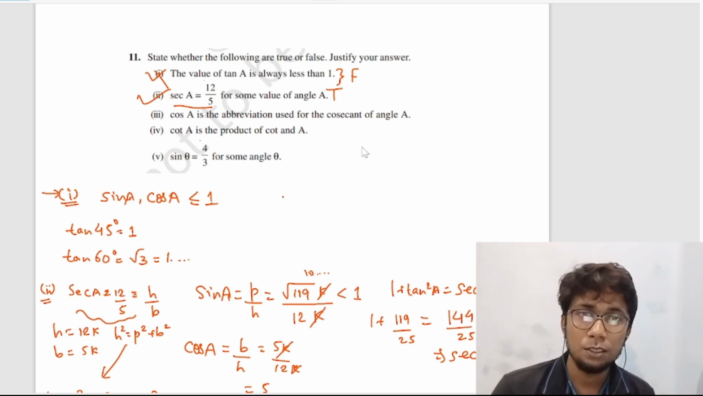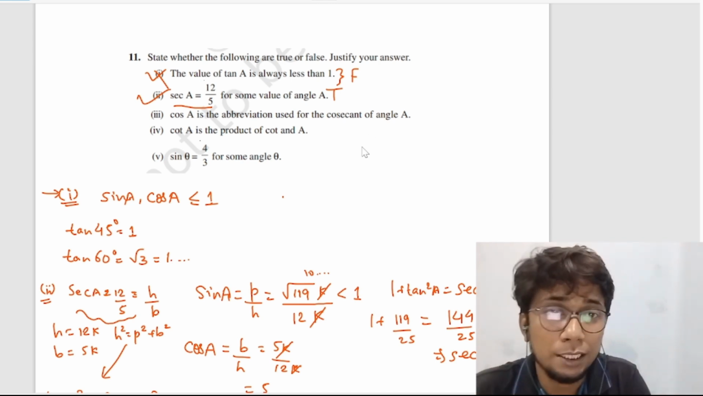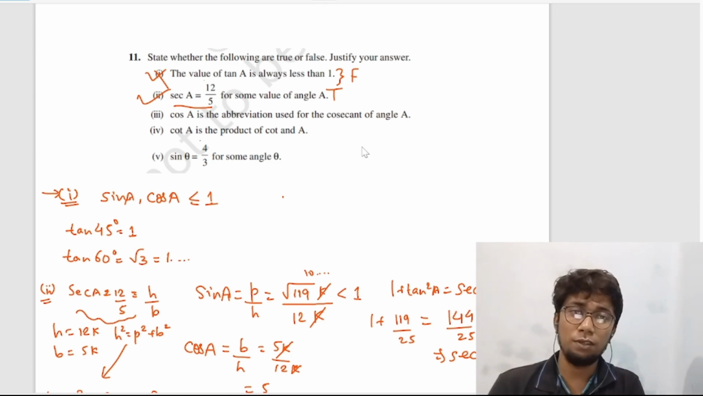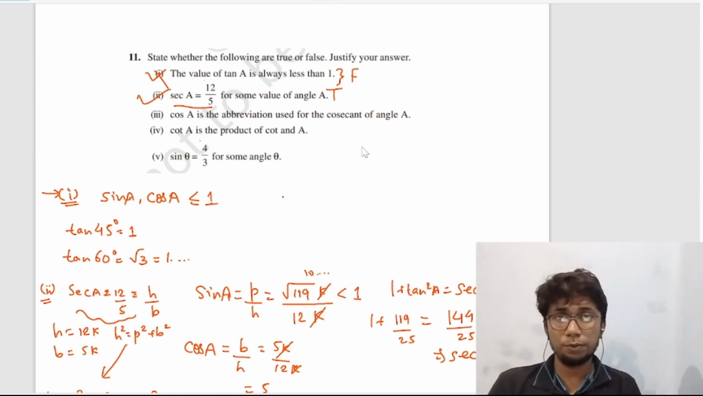Fine. And we can also say that since cos A, that is 5 over 12, and sin A are not exceeding 1, they are not violating that result, that is, sin A and cos A are less than 1. So hence they will be true. This will be true.